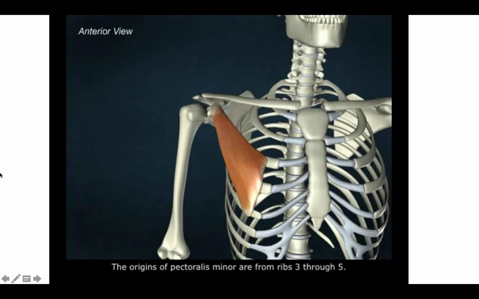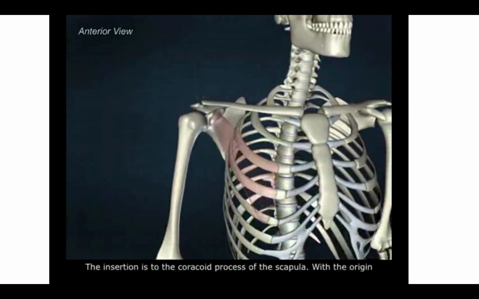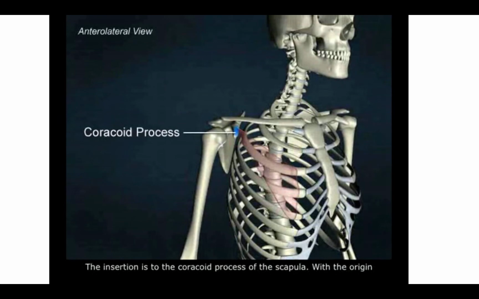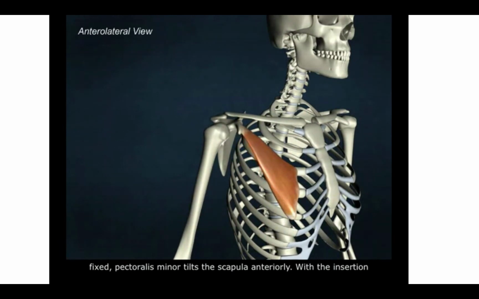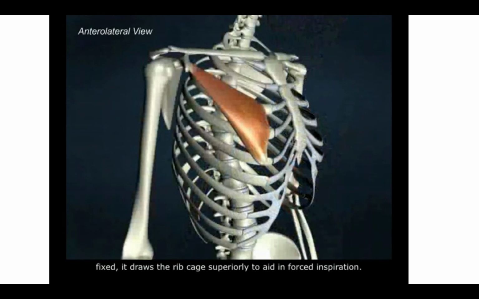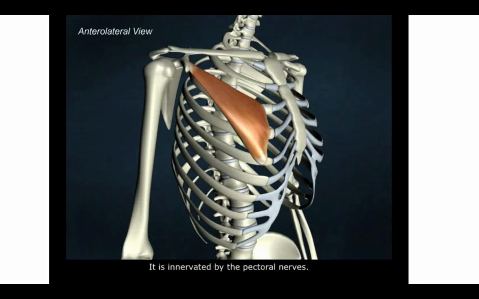The origins of Pectoralis Minor are from ribs 3 through 5. The insertion is to the coracoid process of the scapula. With the origin fixed, Pectoralis Minor tilts the scapula anteriorly. With the insertion fixed, it draws the rib cage superiorly to aid in forced inspiration. It is innervated by the pectoral nerves.